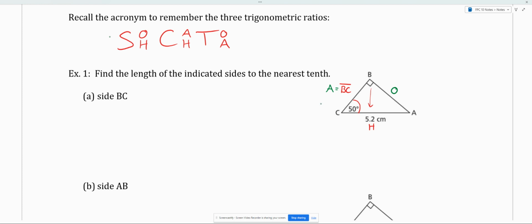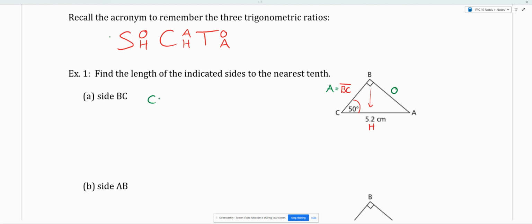So which ratio am I going to use? Well, I have three choices. If I used sine, I would know the angle is 50. I know the hypotenuse, but I don't actually care about the opposite side in this question. It's not asking for side AB. So I can ignore sine and tangent because I'm not concerned with the opposite side, AB. I only care about what the question's asking me. Let's find side BC here.